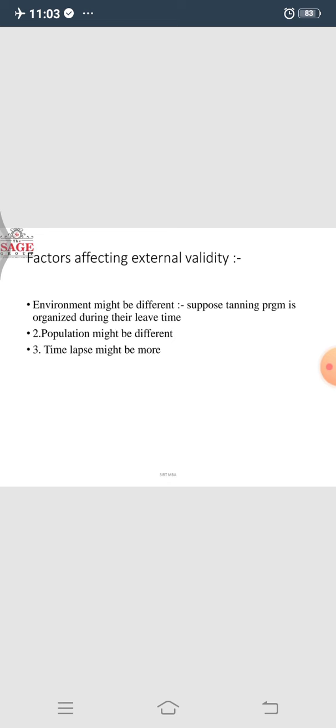Selection bias is improper assignment of test units to the treatment. We have not chosen the sample properly, okay.